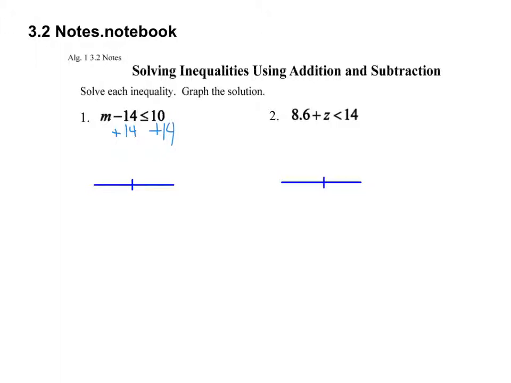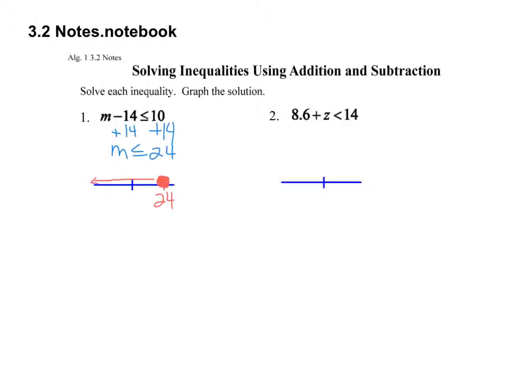Then I'm going to end up with an inequality that's basically the same but slightly different. M is less than or equal to 24. So I'm going to pick a spot on my graph. It doesn't really matter where, because when we're doing a graph like this, we determine the scale of the graph. When it's less than or equal to, I know that I'm going to have a solid filled in circle. So I'm going to fill in my circle there, and then put a 24 there.